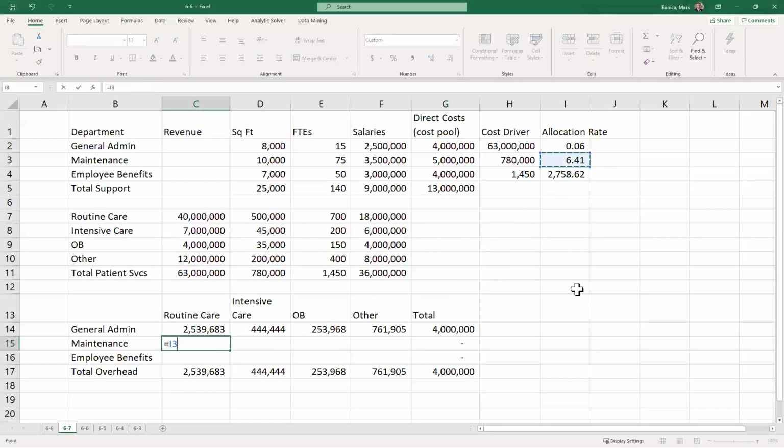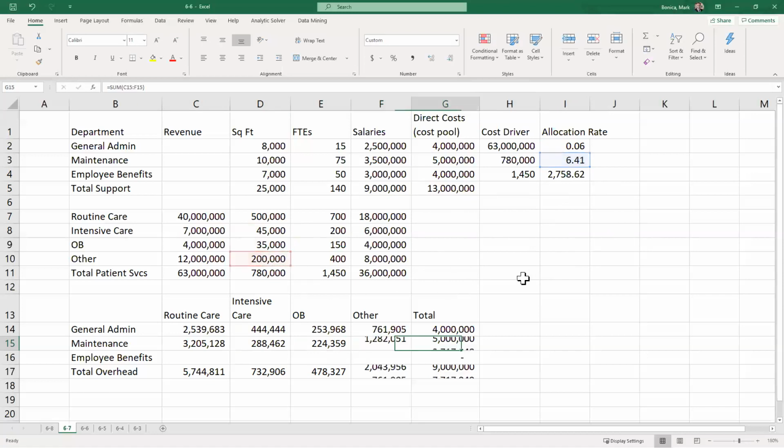Maintenance is $6.41 in maintenance cost per square foot times 500,000 square feet for routine care, $6.41 per square foot times 45,000 square feet for intensive care, $6.41 per square foot times 35,000 square feet for OB, and $6.41 per square foot times 200,000 square feet for other, gives us $5 million in total maintenance costs, and that matches up to our cost pool. So yay, we did it right.